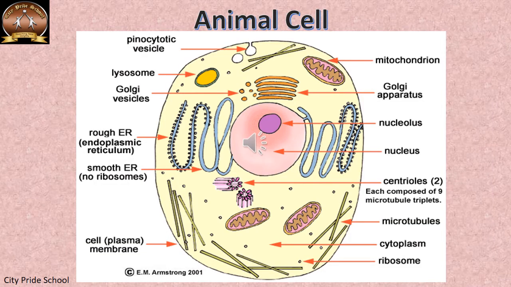This is the figure of the animal cell, children, which you will be drawing when we ask you to do it. It contains all the different cells, but certain structures are not there, as we have discussed earlier.